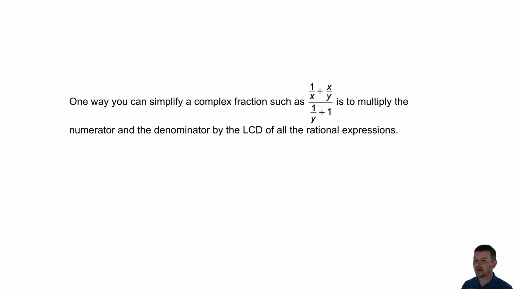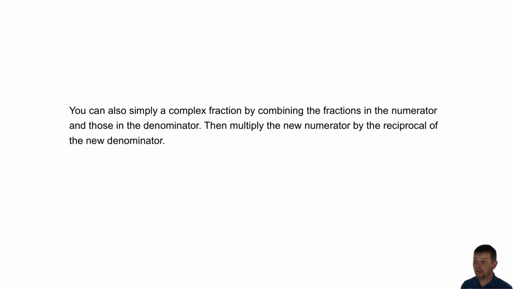One way you can simplify a complex fraction, such as 1 over x plus x over 1 over y plus 1, is to multiply the numerator and the denominator by the least common denominator of all the rational expressions. You can also simplify a complex fraction by combining the fractions in the numerator and those in the denominator. Then multiply the new numerator by the reciprocal of the new denominator.